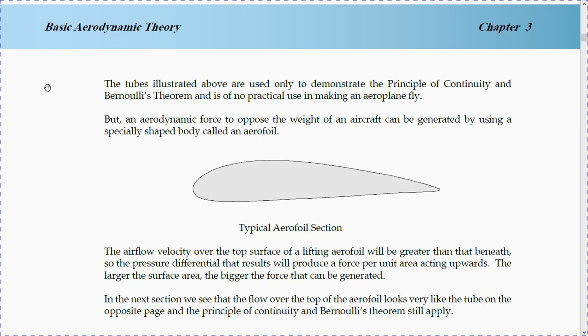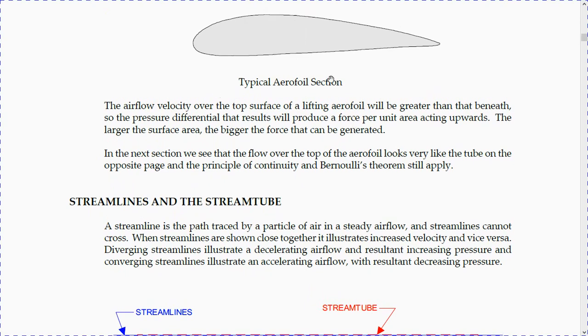But an aerodynamic force to oppose the weight of an aircraft can be generated by using a specially shaped body called an airfoil. This is an airfoil, a typical airfoil section. The airflow velocity over the top surface of a lifting airfoil will be greater than that beneath. So the pressure differential that results will produce a force per unit area acting upwards. The larger the surface area, the bigger the force that can be generated.